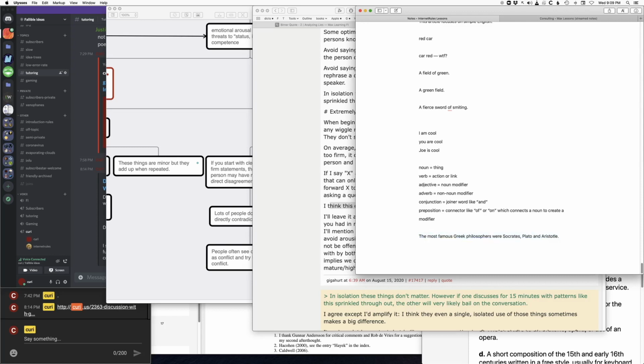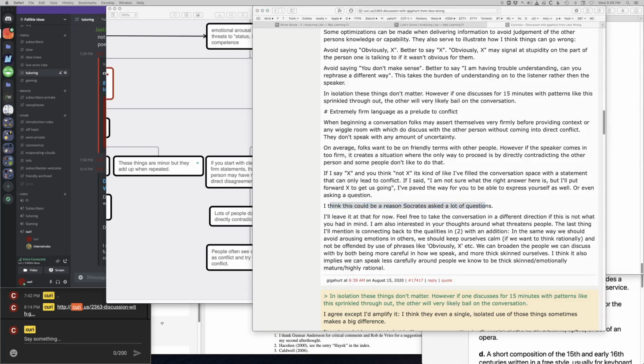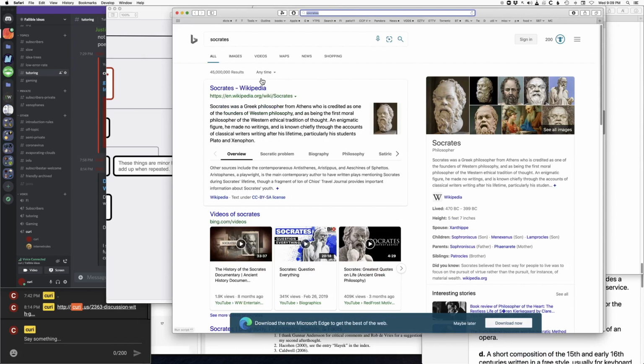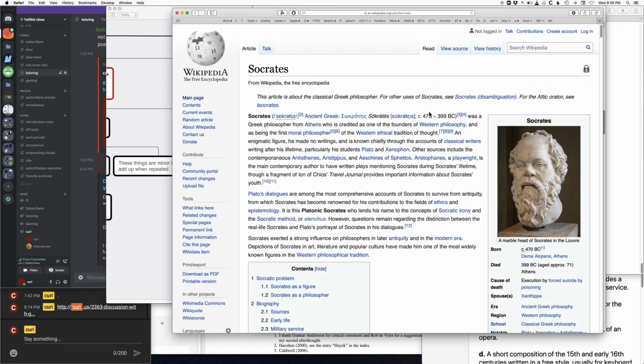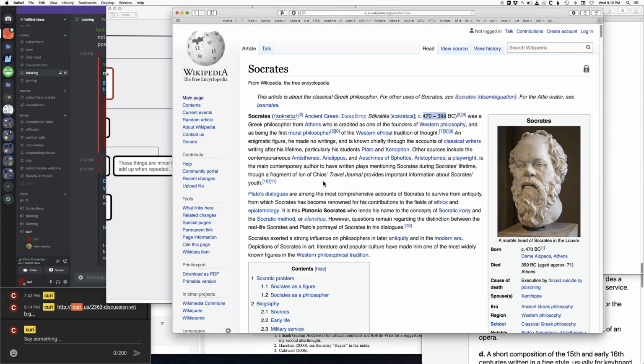These people lived around 2,500 years ago. Oh, that's a while. Yeah, see, here's the dates. He lived from 470 to 399 BC, approximately. Which means that he died, 399 plus 2020 makes 2419. Yeah. Socrates died 2,419 years ago. And Plato and Aristotle came a little bit after Socrates. It was Socrates first, Plato second, Aristotle third.